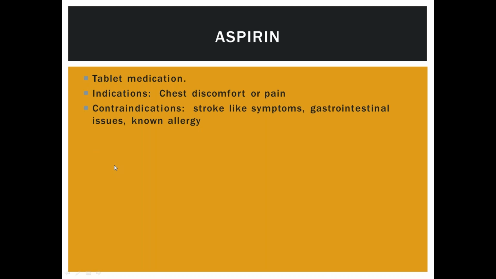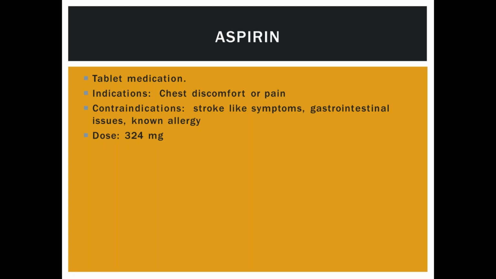Our contraindications: any stroke-like symptoms or severe gastrointestinal issues or a known allergy. So the big GI issues that we're looking at is a severe peptic ulcer or an open ulcer within that GI tract that that patient knows about.